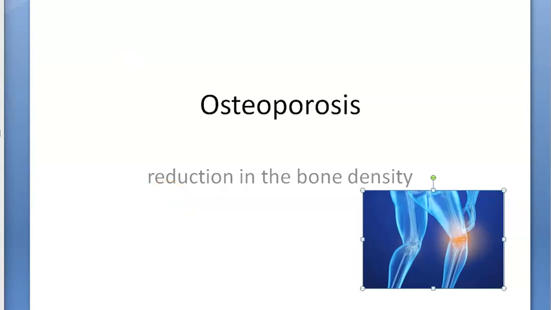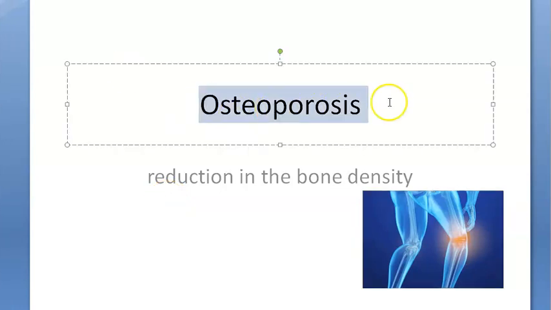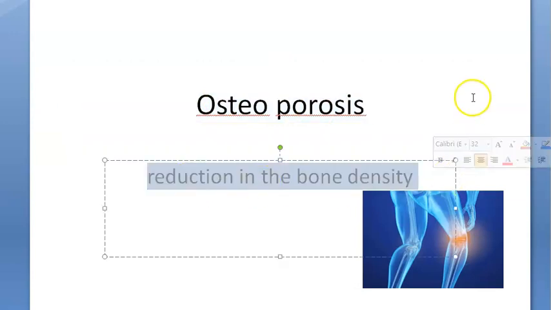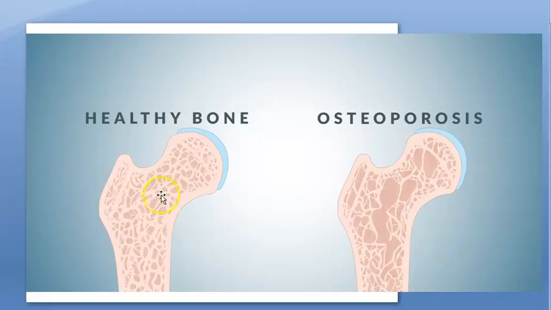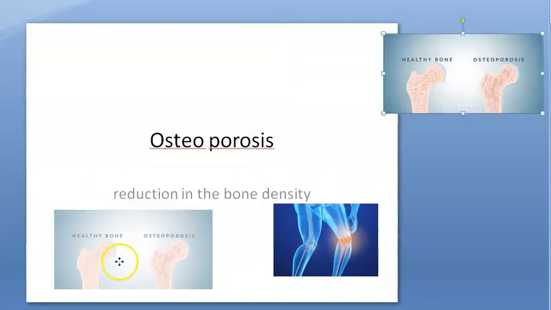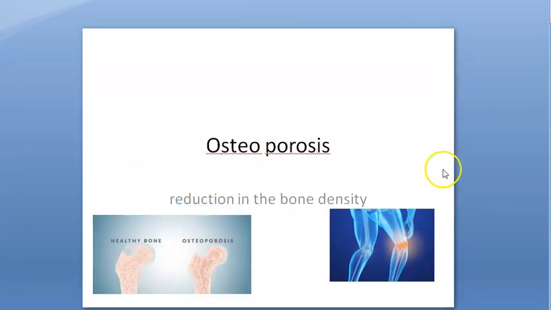Hello people, in this video we want to look at osteoporosis: bone pores, so you can understand. There are more holes in the bone, so there is a reduction in bone density. Here you can see the healthy bone, and the osteoporotic bone has more pores, right? There is a reduction in bone density. So this is what osteoporosis is. We will be reading about this in orthopedics now.